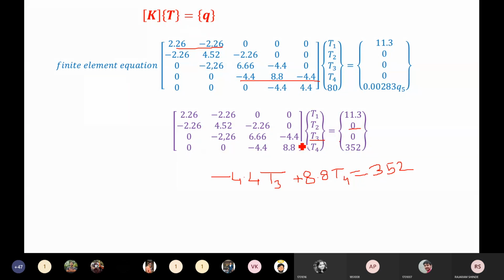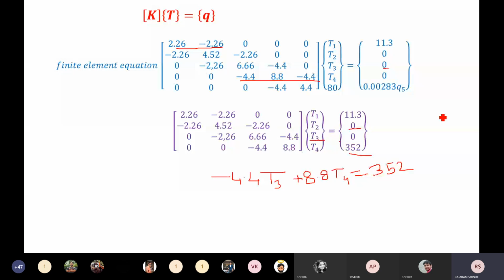Third equation: minus 2.26 T2 plus 6.66 T3 minus 4.4 T4 is equal to again 0. Okay. And last equation, last means this fourth equation I have modified as 4.4 T3 plus 8.8 T4, and that equal to 352.